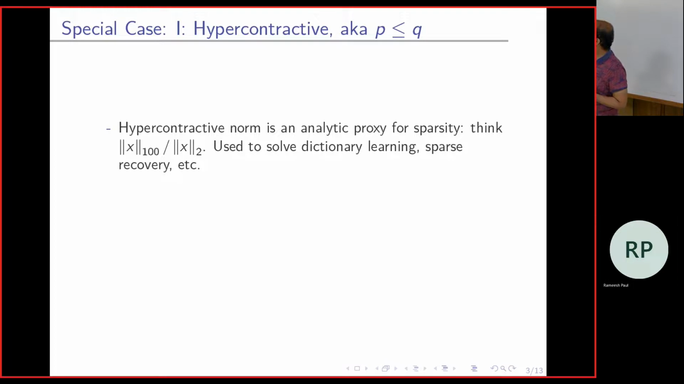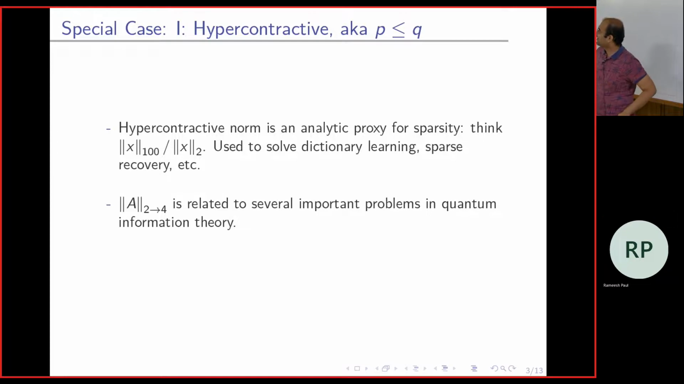In this talk, I'm only going to talk about problems of P to Q where P is 2 and Q is bigger than 2. These are the special type of problems that we're talking about in this slide. So the next problem is 2 to 4. From what I understand, this is related to quantum information theory. I have heard it mentioned, but I don't know much about it.